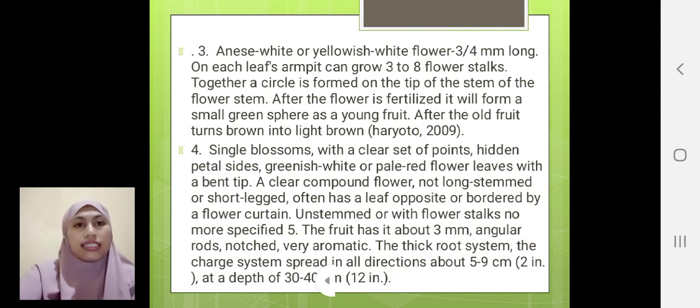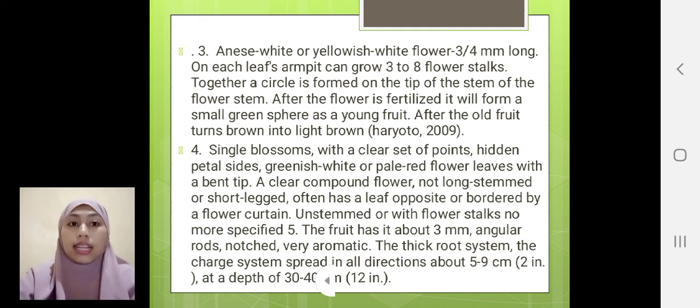3. Flowers, white or yellowish. White flowers 3 or 4 millimeters long. And the leaf armpit can grow 3 to 6 flower stalks, together forming a circle on the tip of the flower stem. After the flower is fertilized, it will form a small green sphere as a young fruit. After that the fruit turns brown to light brown.